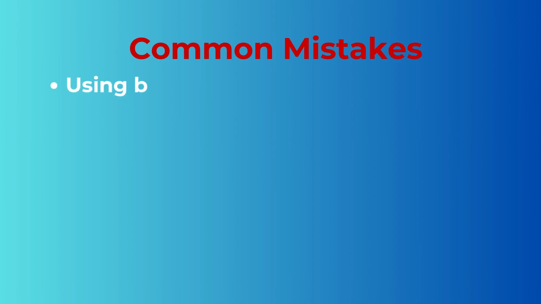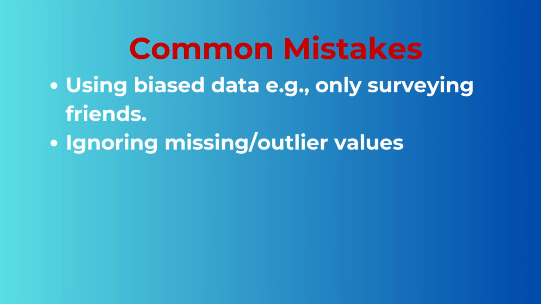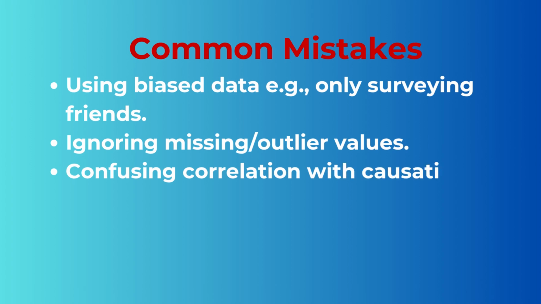First, using biased data. If you only survey your friends or people like you, results won't represent the whole population. Second, ignoring missing or outlier values. Skipping over gaps or unusual data points can distort the real picture and lead to wrong conclusions.